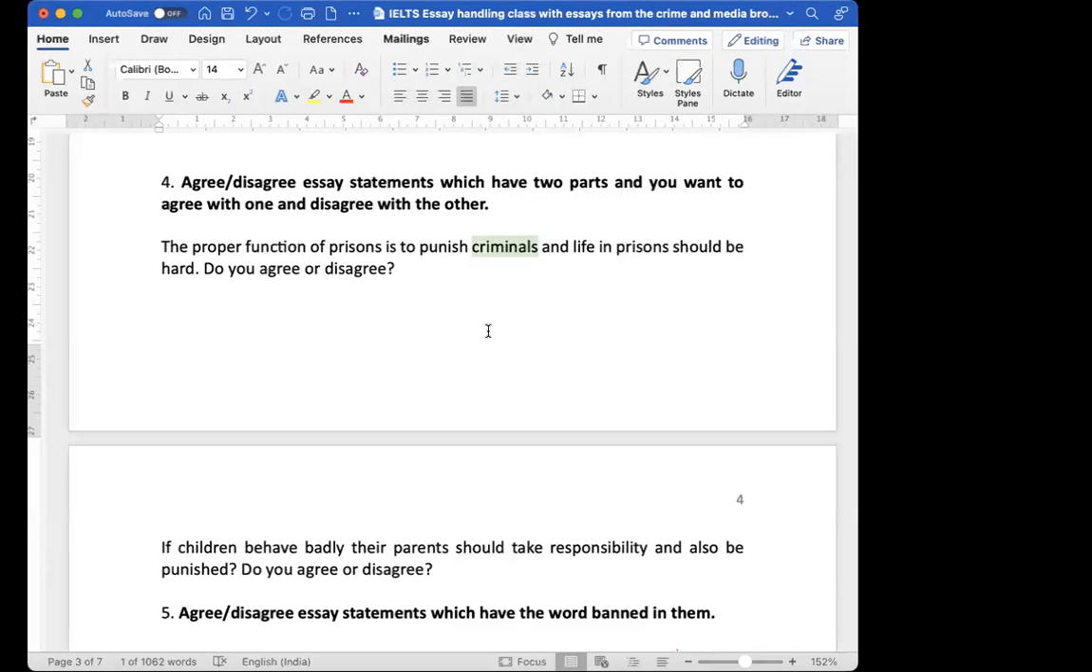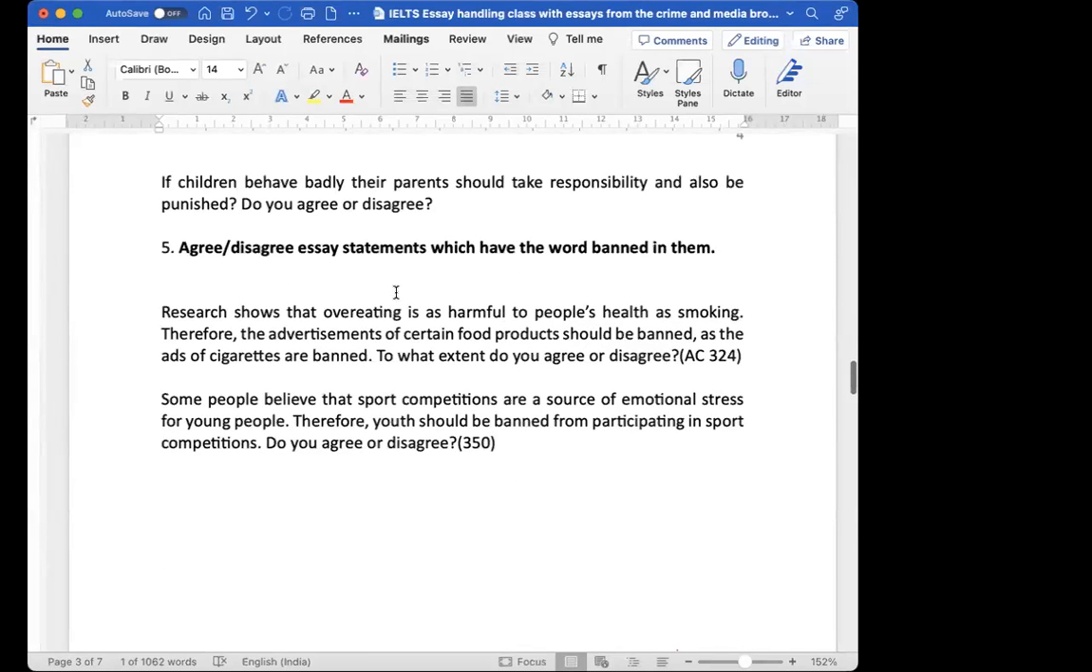Okay, ma'am. All right. Now, this is the last type of agree-disagree essay in which there is a banned word. Banned word is there. Just see this. I did not get any word of banned in the crime essay, so I've kept these two essays as examples here. Research shows that overeating is as harmful to people's health as smoking. Therefore, the advertisements of certain food products should be banned.